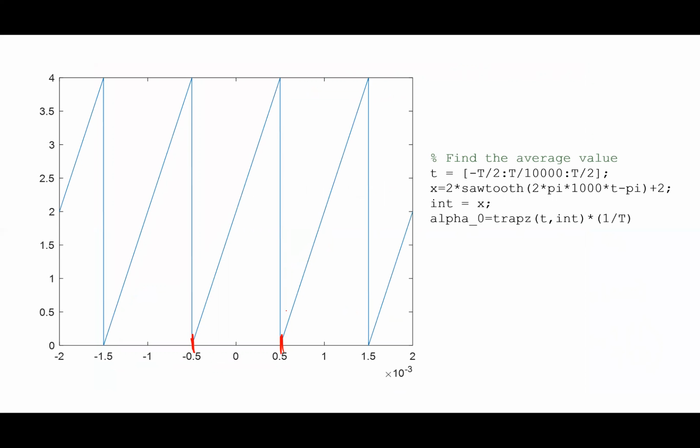from there to there, from negative 0.5 times 10 to the minus third to 0.5 times 10 to the minus third, okay? So in this case, what I do is I defined a time vector that begins at negative T over 2, ends at T over 2, and in this case, I chose steps of T over 10,000, okay? And then I created the x vector. So this is my x of t. I created my x over that period.